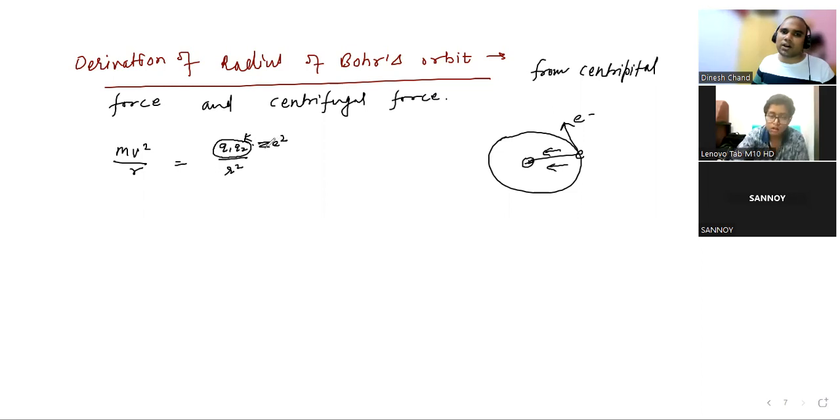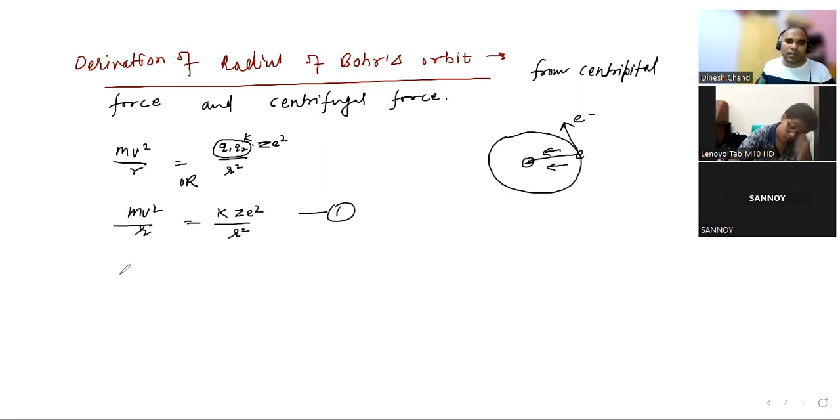Z is the atomic number, and E is the charge of electron. So how are we writing this one? Let us write mv square by R is equal to K ZE square upon R square. This is equation number 1.